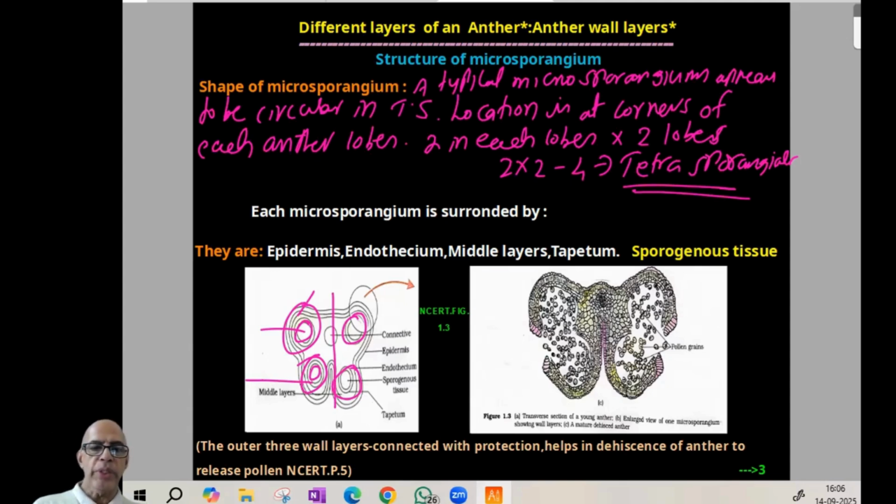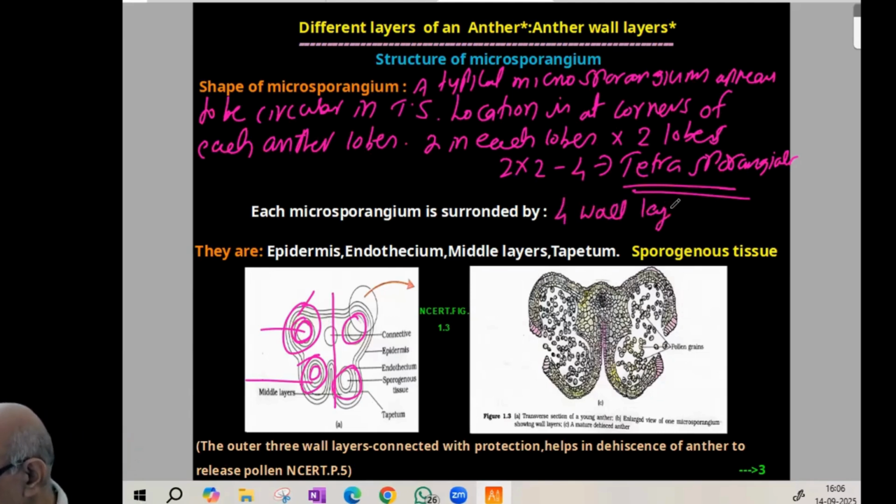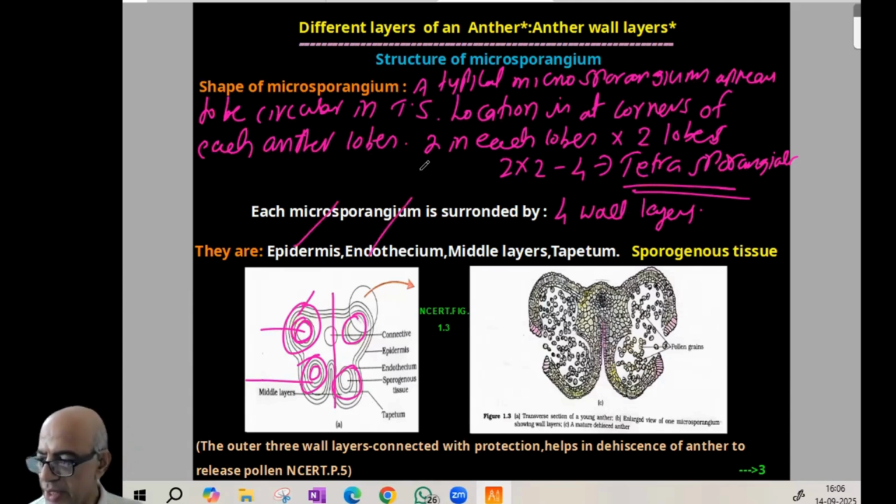Now each microsporangium is surrounded by 4 wall layers. Which are they? Epidermis, endothecium, middle layers, tapetum. These are the layers. Inside the tapetal layer, we can find sporogenous tissue. I think the idea and diagram are clear. Now the outer 3 wall layers are connected with protection and help in dehiscence of the anther to release pollen. This is NCERT page number 5. I think the first page is clear.